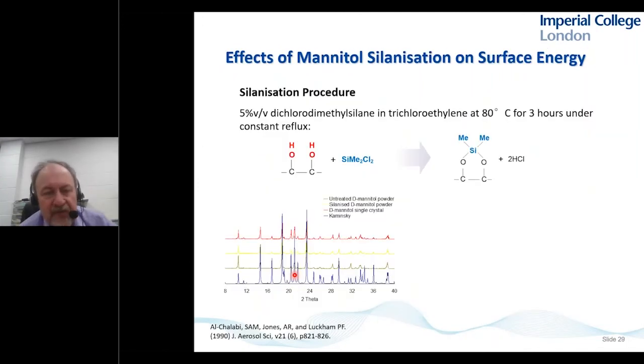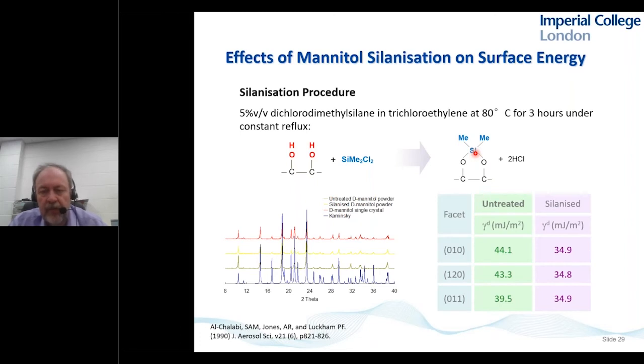As I said, we wanted to make some actual hydrophobic material. So what we did was a silanization procedure here, dichlorodimethylsilane, in trichloroethylene at 80 degrees, reflux. Essentially, we start with hydroxyl groups and we end up with methylated groups. The crystal structure hasn't changed, but the surface chemistry, as we'll see in a moment, has changed. Here are the surface energies for untreated and treated. For the untreated materials, the surface energies varied a little bit, but once we treat them, they're all the same. They're all the same hydrophobicity now.